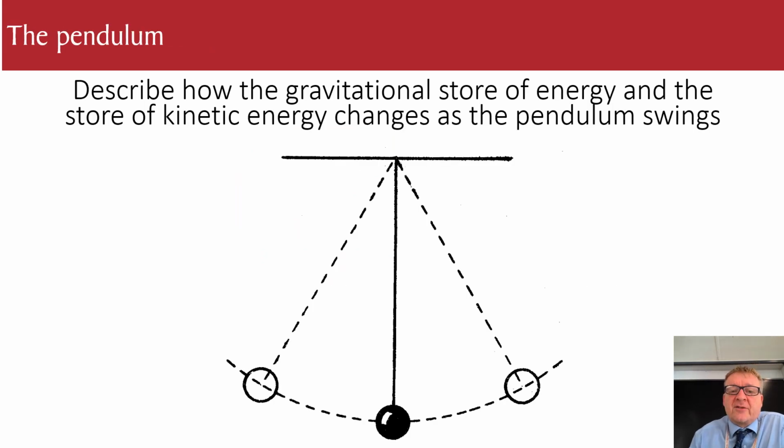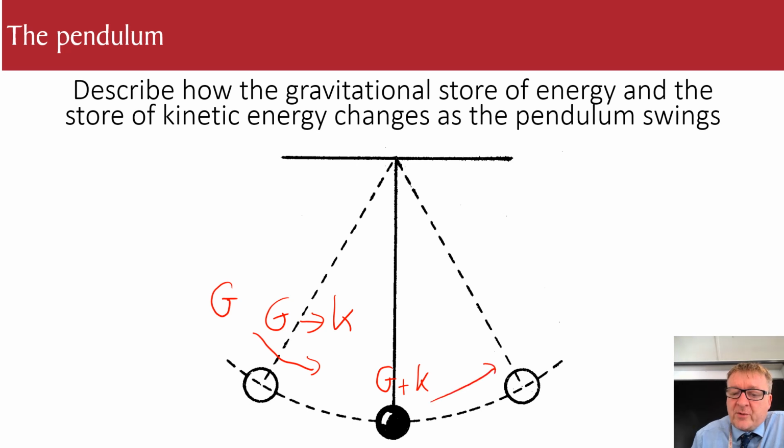A pendulum. Describe how the gravitational store of energy and the store of kinetic energy changes with the pendulum. So it starts up here and it's got a lot of gravitational energy, because it's away from the ground. And because it's stationary, it's got no kinetic energy. When I let go of it, that gravitational energy turns into kinetic energy. When it gets to the bottom, more gravitational energy has turned into kinetic, in fact it's kind of the maximum. Then as it starts going back up the other way, the kinetic energy starts to become gravitational energy until it stops again, where you've got your maximum amount of gravitational energy.